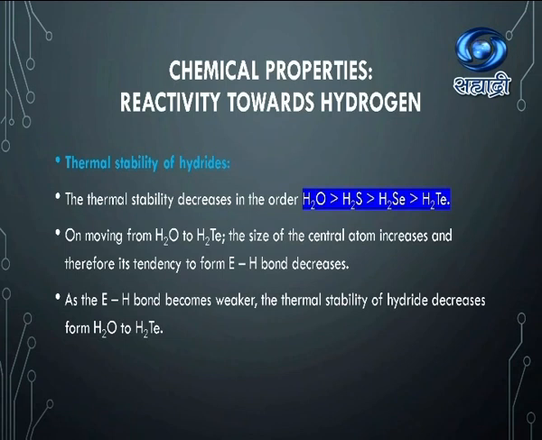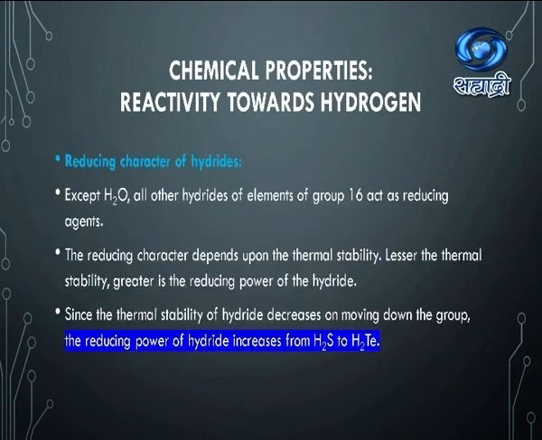On moving from water to H2Te, the size of the central atom increases and therefore the tendency to form EH bond decreases. As EH bond becomes weaker, thermal stability of the hydride decreases from H2O to H2Te. Then reducing character of the hydrides. Except water, all other hydrides of the elements of group 16 act as reducing agents.